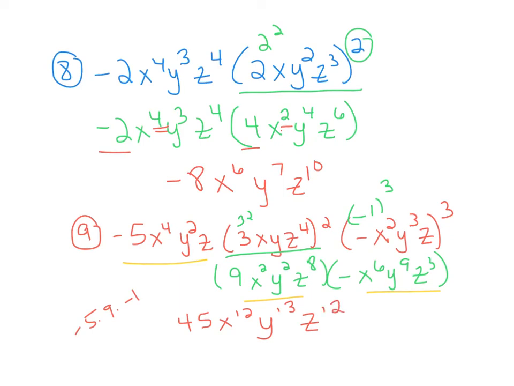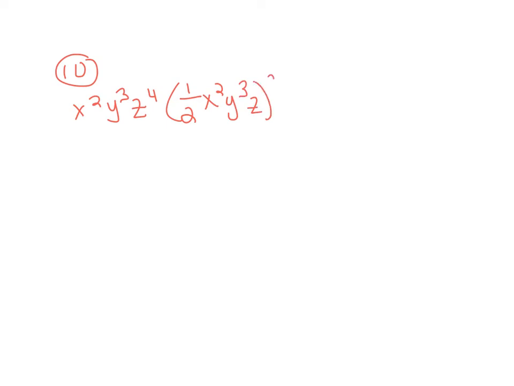Okay, so let me have you try number 10 on your own. See what you can do. Ready? X squared, y cubed, z to the 4th, times 1/2, x squared, y cubed, z cubed, times -4, x squared, y, z to the 4th, all squared. Now, take a moment, hit pause, because I'm going to not talk through it. I'm just going to work it out while you're working it out.